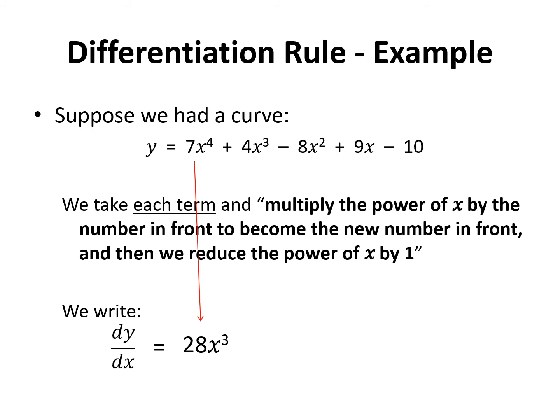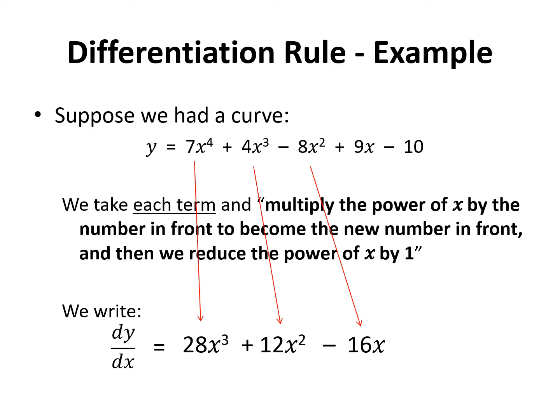And we follow it along. So the next one, we multiply the 3 by the 4 to get 12. And then we reduce the 3 by 1 to get 2. So it becomes 12x squared. The next one, we multiply the 2 by the minus 8. That will give us minus 16. And we reduce the power by 1, so it becomes x. So it's minus 16x. The next term, 9x.